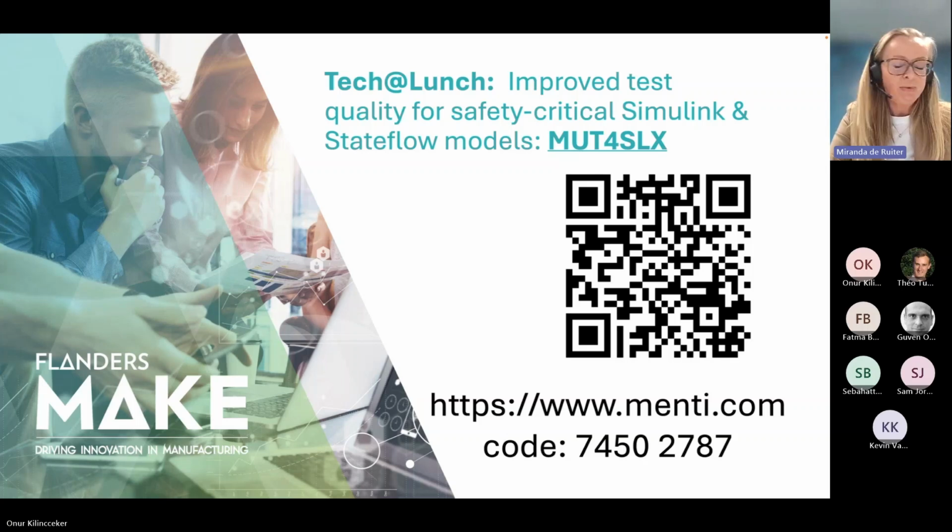Today we will talk about improved test quality for safety-critical Simulink models, which will be presented by Onur Kilinceker, I hope I pronounced it right, and Serge de Meijer.